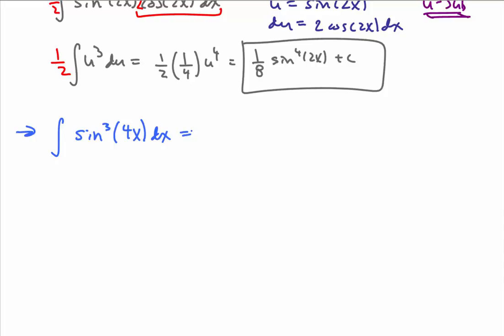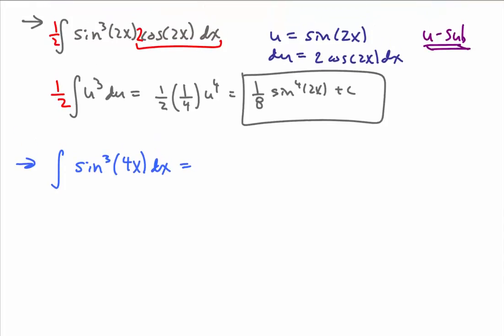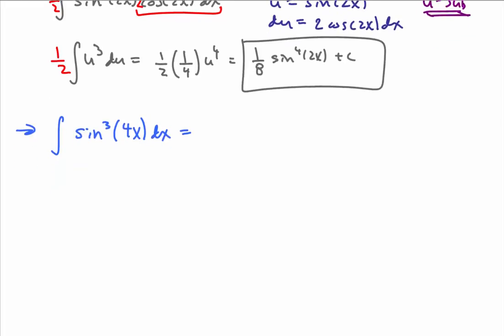Well, we can't use our u sub here because you can see from up here my u would be sine, but my du would be a 2 cosine, and I don't have that. But I think we could get a cosine involved in this if we think about our Pythagorean identities. So let's go ahead and rewrite this as sine squared of 4x times the sine of 4x. And again, sine squared times sine is sine cubed.